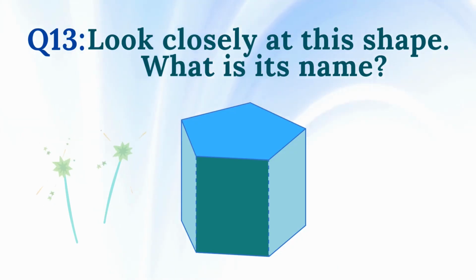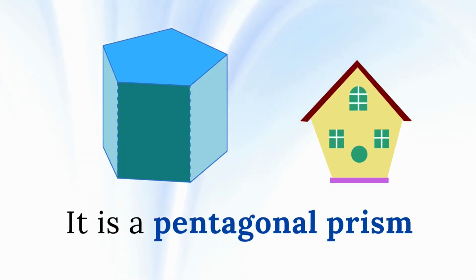Look closely at this shape. What is its name? It is a pentagonal prism. Very good. A pentagonal prism has 2 pentagon-shaped faces, 1 on the top and 1 on the bottom, and 5 rectangular faces joining them. It looks like a long house with 5 sides.